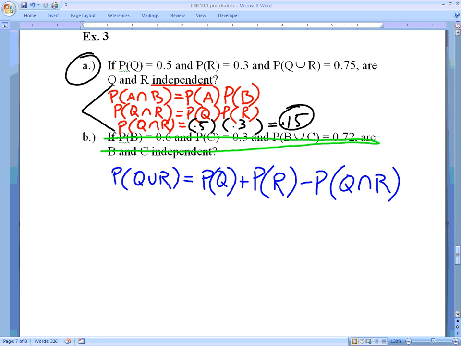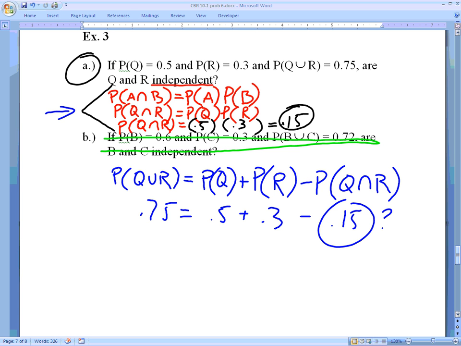Well, we know Q or R is 0.75. We know that Q is 0.5 and the probability of R is 0.3. And if they're independent, the probability of Q and R is 0.15. Again, this right here, we don't know, but we're assuming it is, and we're going to see if this is a true statement. If this is a true equation, meaning the left side equals the right-hand side, then everything is correct, which means our original formula must have been correct, which means they are independent. If this doesn't work out, then they're not independent.